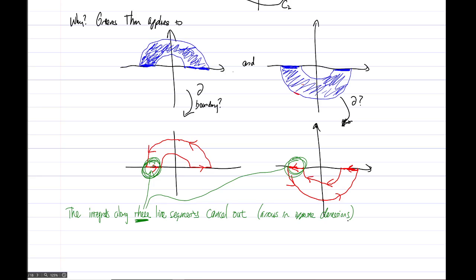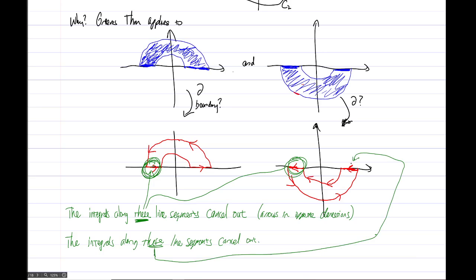And then same deal, right? The integrals along these line segments cancel out. So by the word these, now I'm talking about that line segment here and then this line segment there, because these two line segments are the same line segment just pointing in opposite directions.